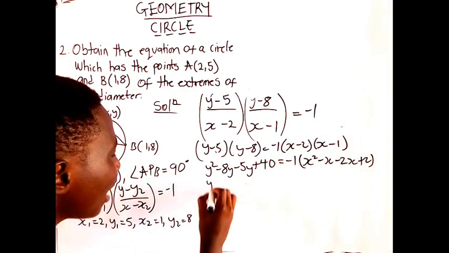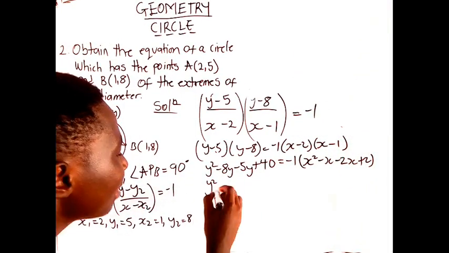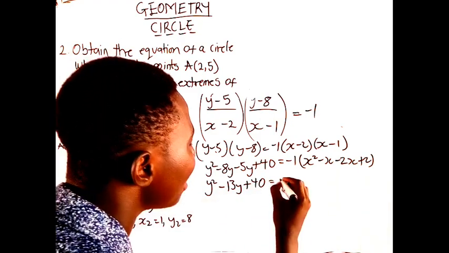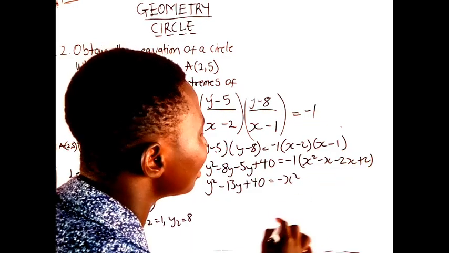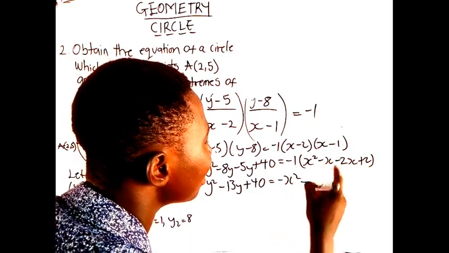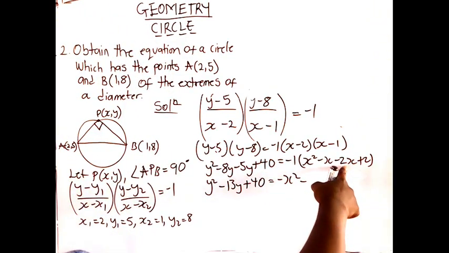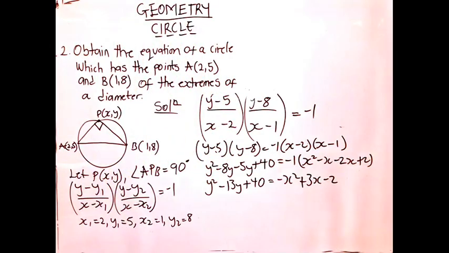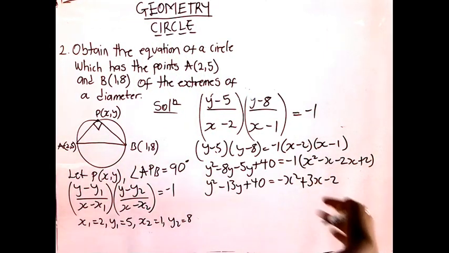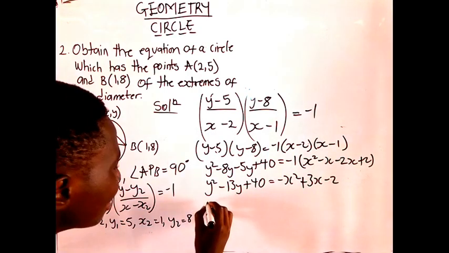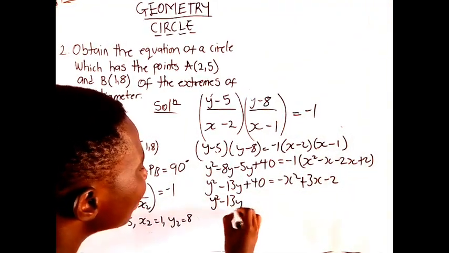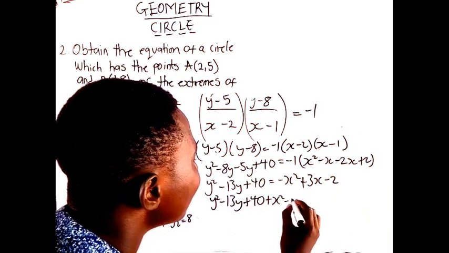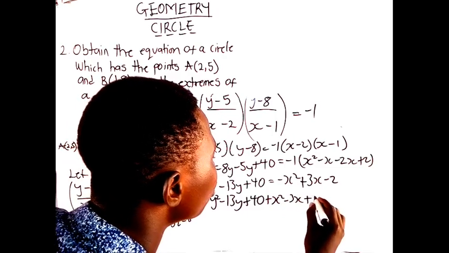So we get y squared minus 13y plus 40 is equal to minus x squared, this plus this gives us minus 3x, times this gives us plus 3x minus 2. So we transpose what is at the right hand side to the left hand side. So we get y squared minus 13y plus 40 plus x squared minus 3x plus 2 is equal to 0.